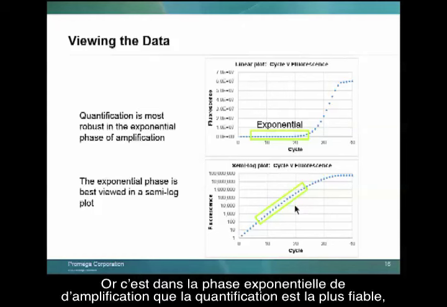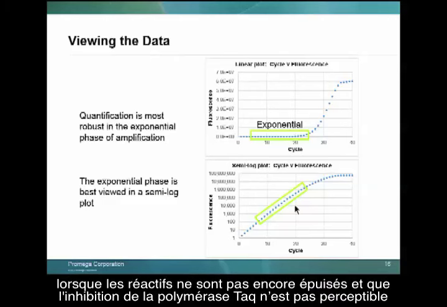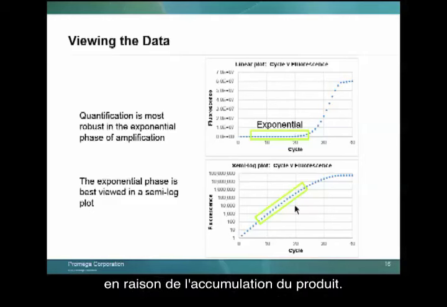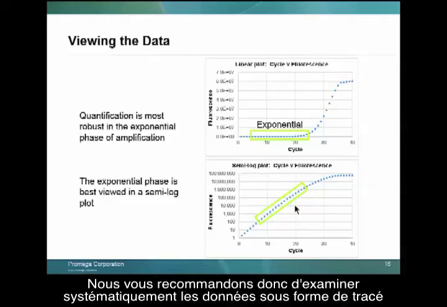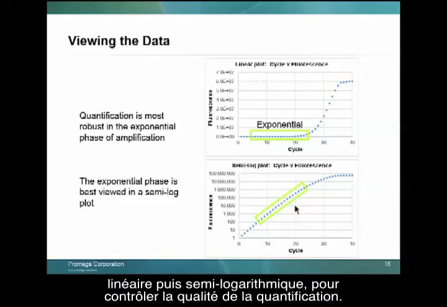Quantification is most robust in the exponential phase of amplification because you have no depletion of reactants, you have no subtle differences in Taq inhibition due to accumulating products. So you're going to get the most consistency from well to well and therefore the best quantification. So we strongly recommend that every time you look at your data, you look both at the linear plot and at the semi-log plot as a quality control measure for quantification.